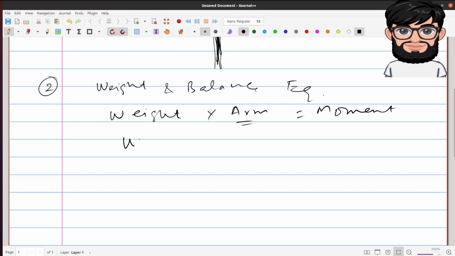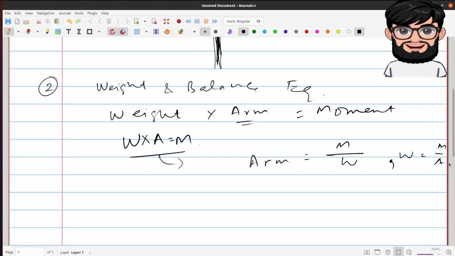So you can also think of WAM as an acronym, that W multiplied by A is equal to M. And then the same thing, you can actually see it in multiple ways, that the arm is going to be equal to the moment over weight, and maybe the weight is equal to moment over arm.